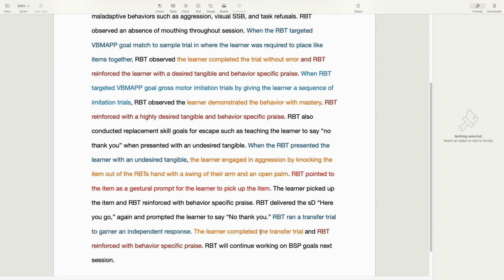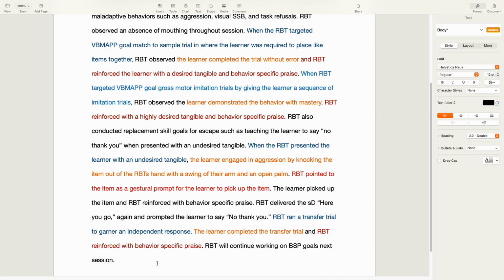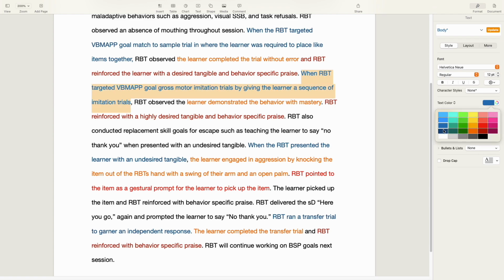And then you're going to conclude by writing, RBT will continue working on BSP goals next session. Remember, I think I spoke about this in one of my earlier teachings. BSP means behavior support program. I'm not sure, but I'm pretty sure it's behavior support program. That's what it is. And that's how you're going to conclude it. Let me fix this here so it doesn't confuse you. It's not a different thing. So this was supposed to be here.